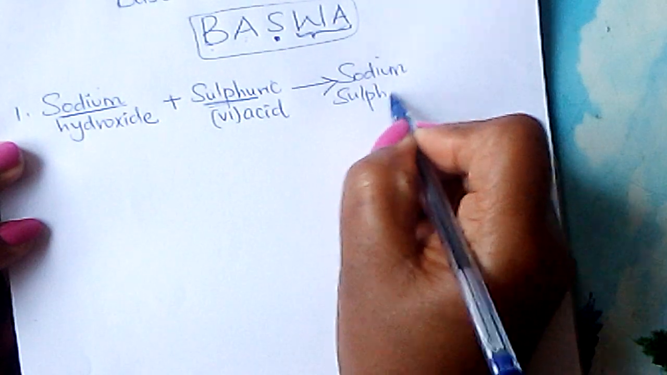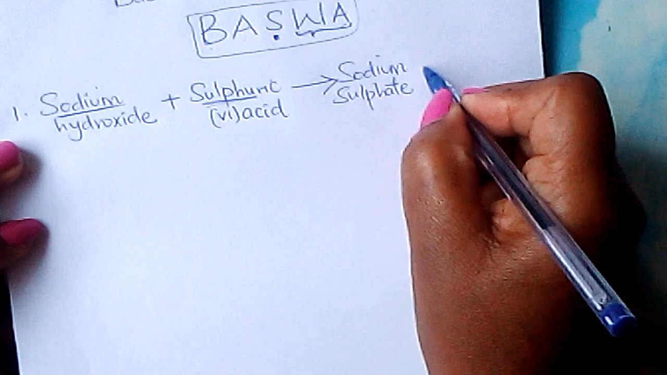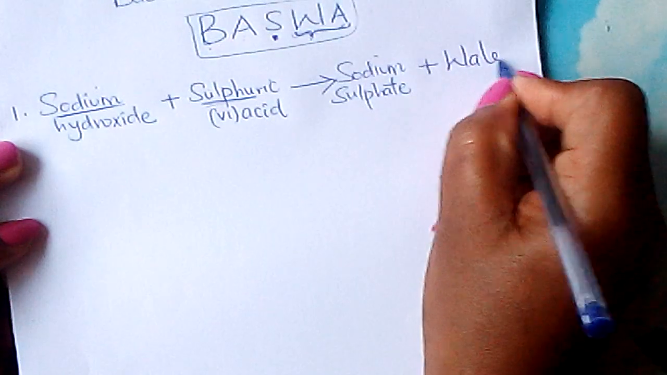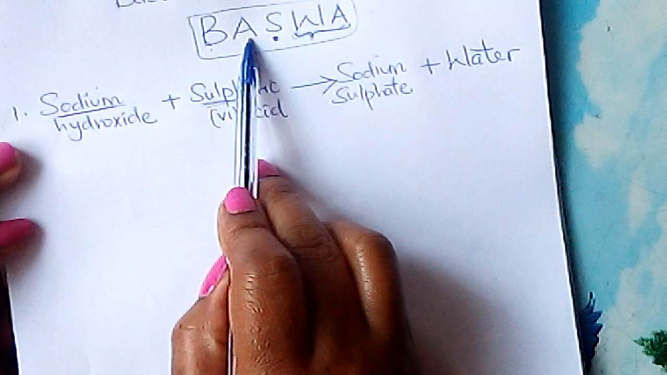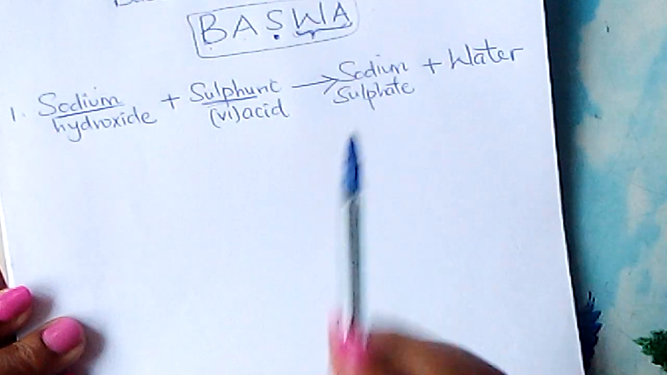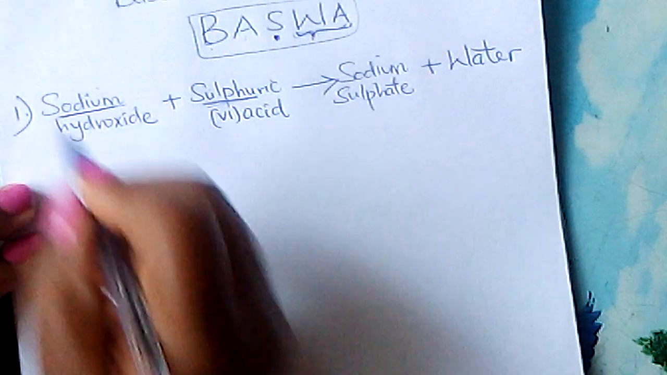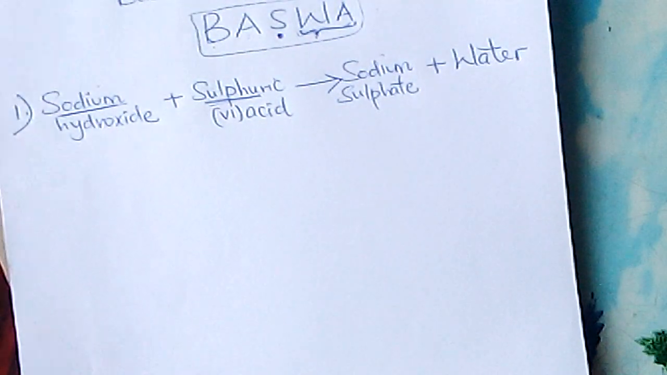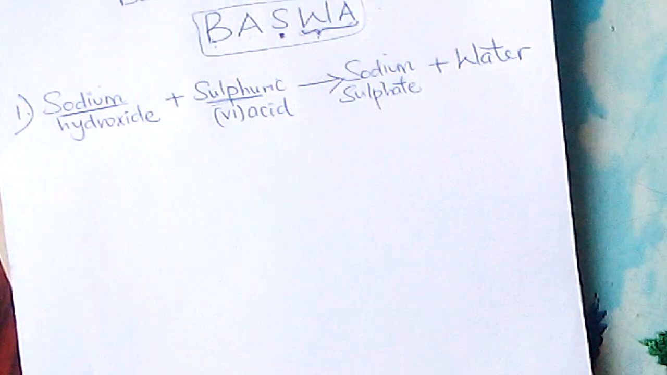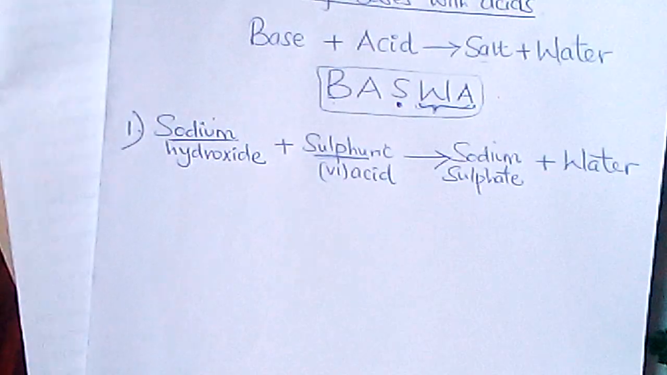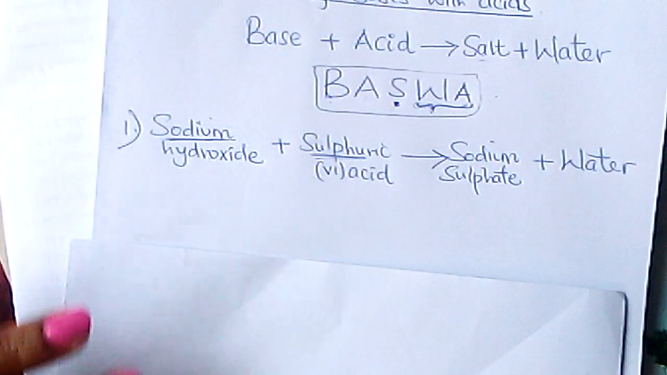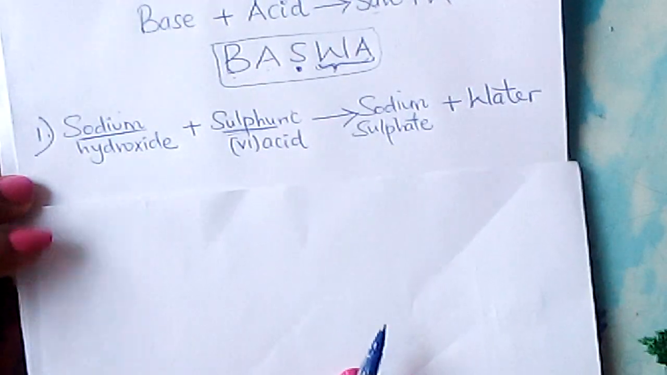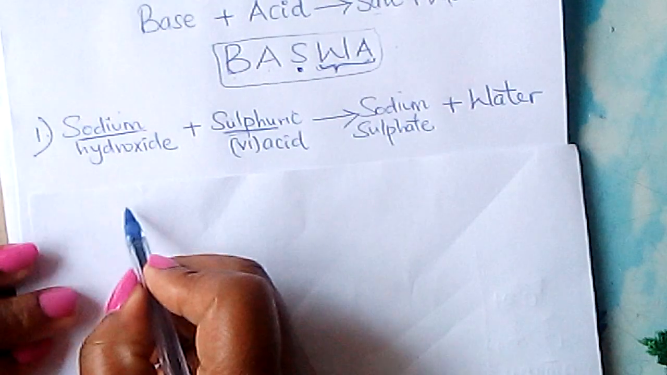Come and write it here. We are writing a word equation. Then plus what? Water. You come and write it here. Water, learner. BASWA, a base and an acid will give you salt and water. Master that. And therefore, learner, you come and write the formula. Okay, you come and write the formula of sodium hydroxide. Sodium hydroxide, how would we write it?